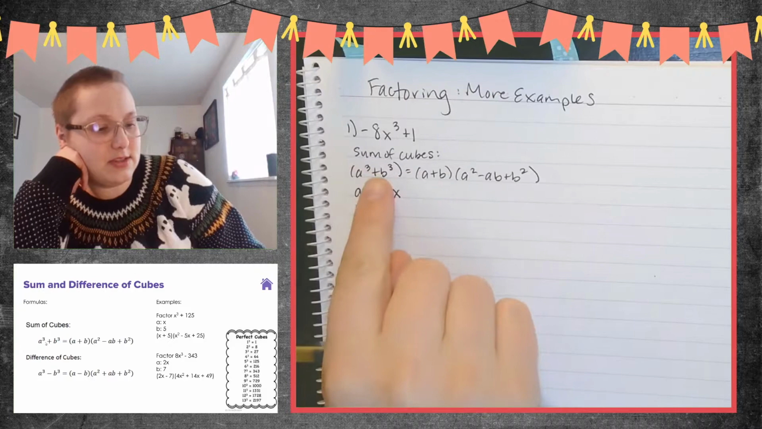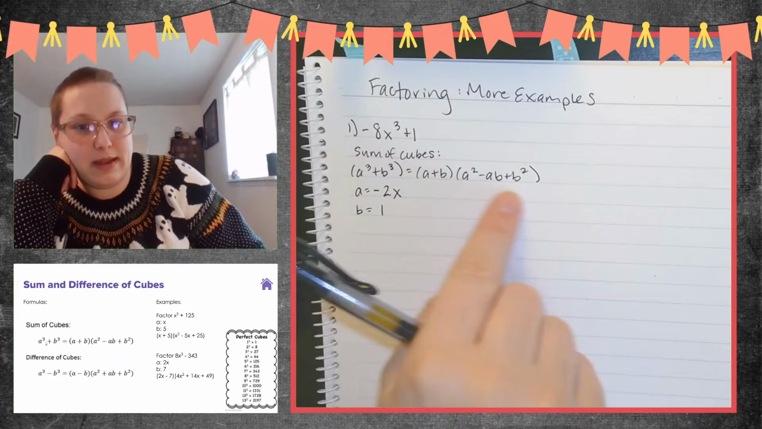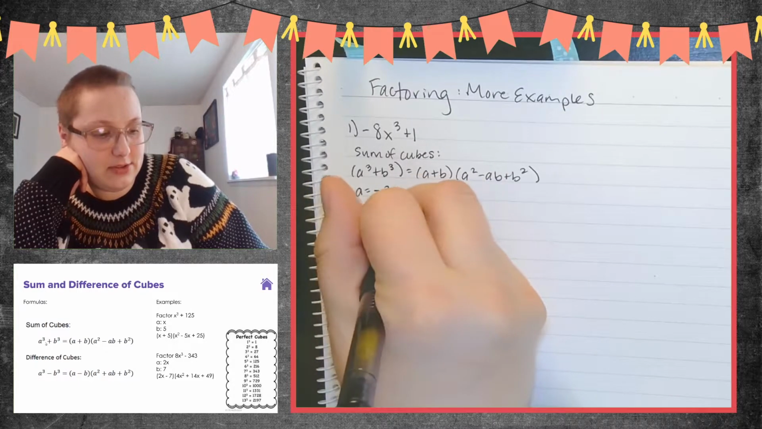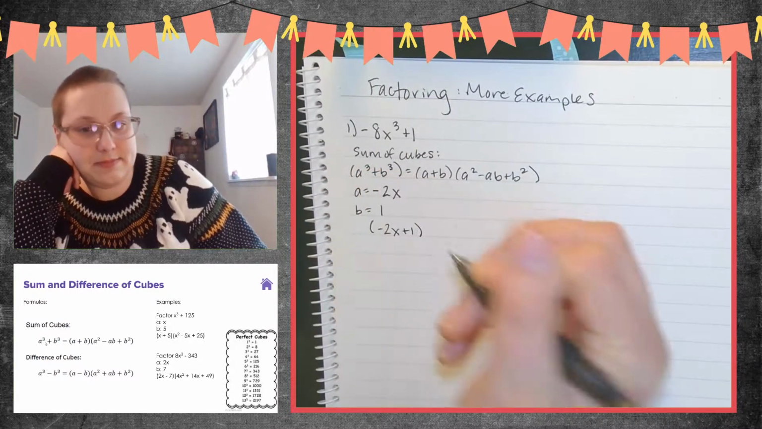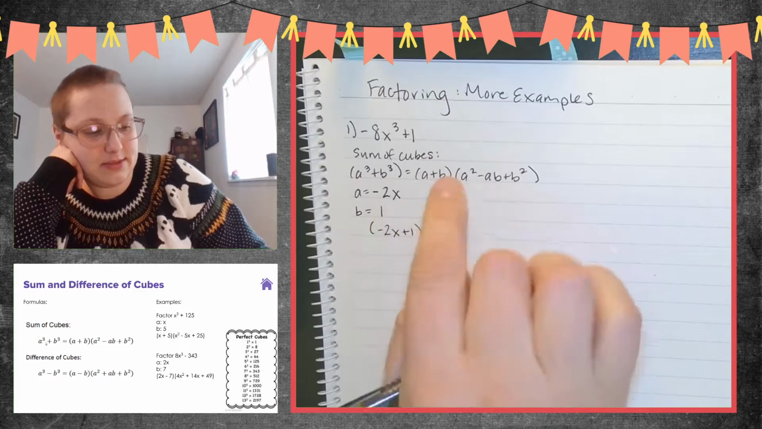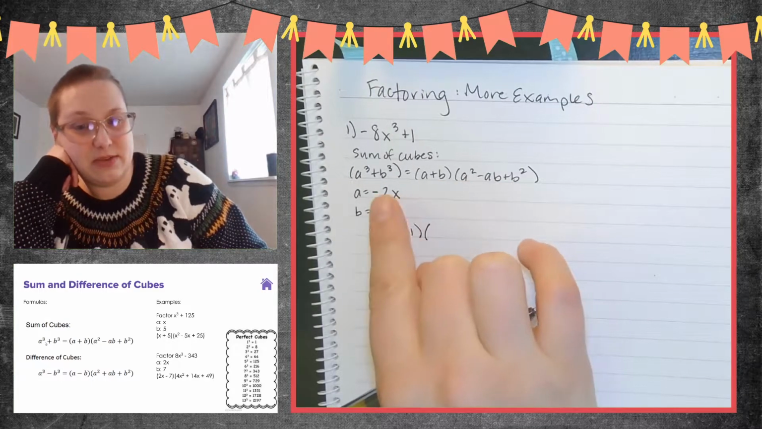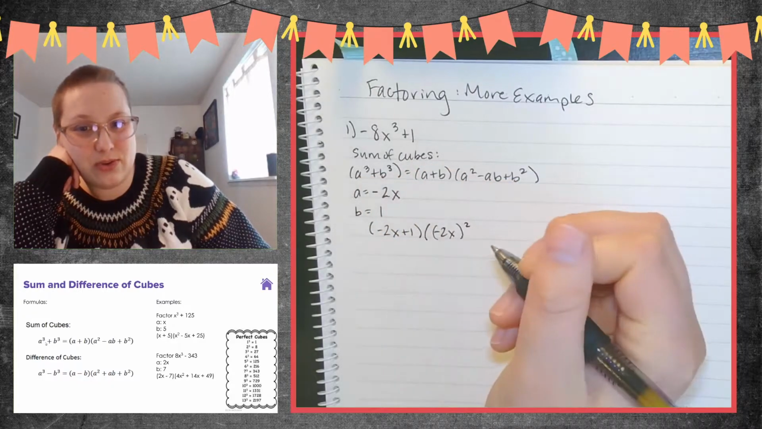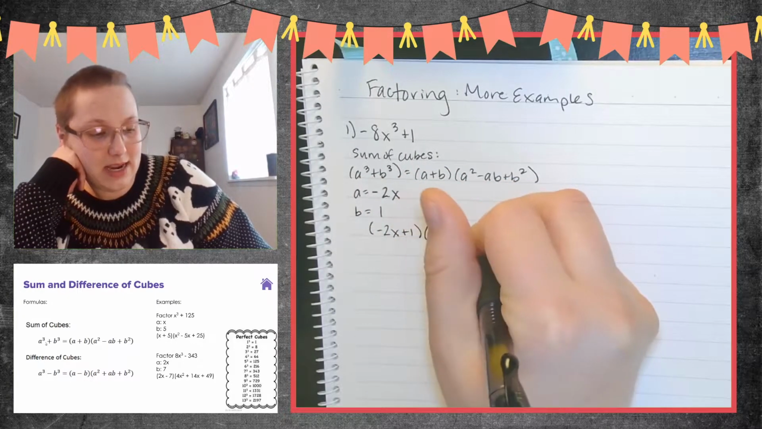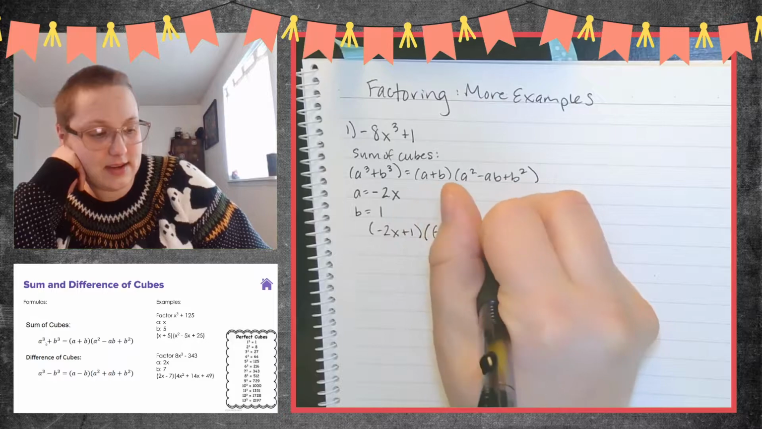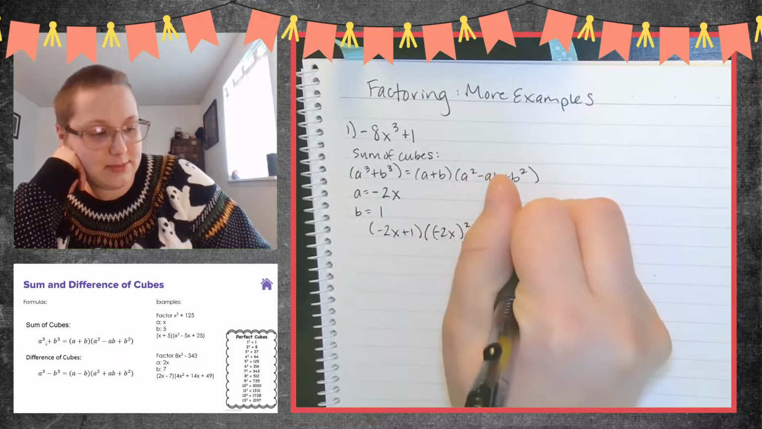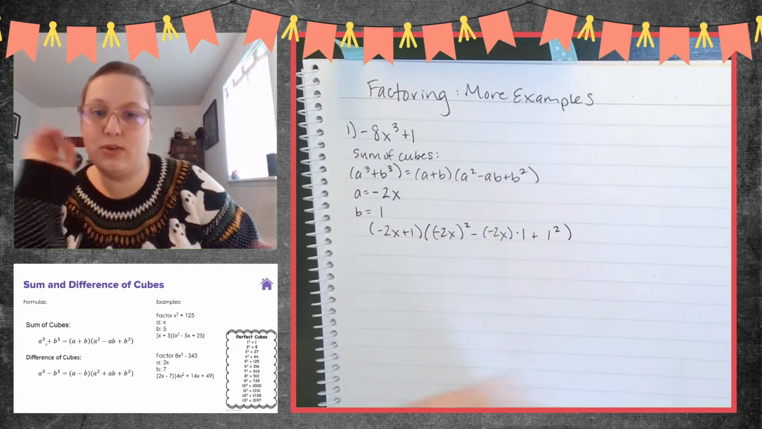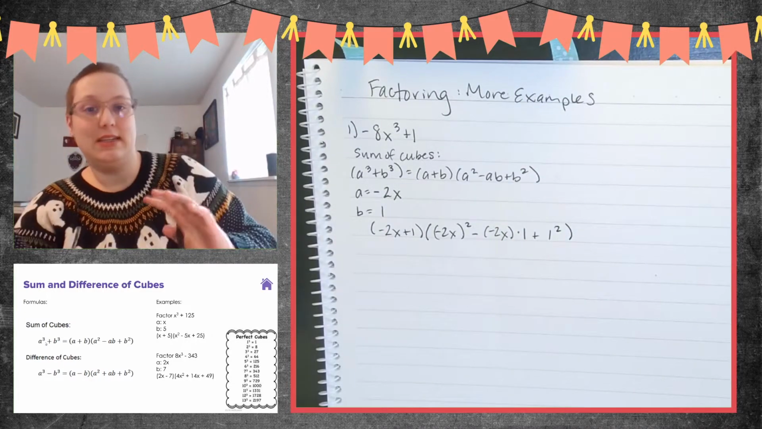Okay, so this was my starting point, and then this is what my answer is going to be. So a plus b, so negative 2x plus 1, times, okay, well, a squared. So if I do negative 2x and square it, I have to square the whole thing. Minus negative 2x times 1 plus 1 squared. So that's the whole thing over there. I just plugged in a and b.